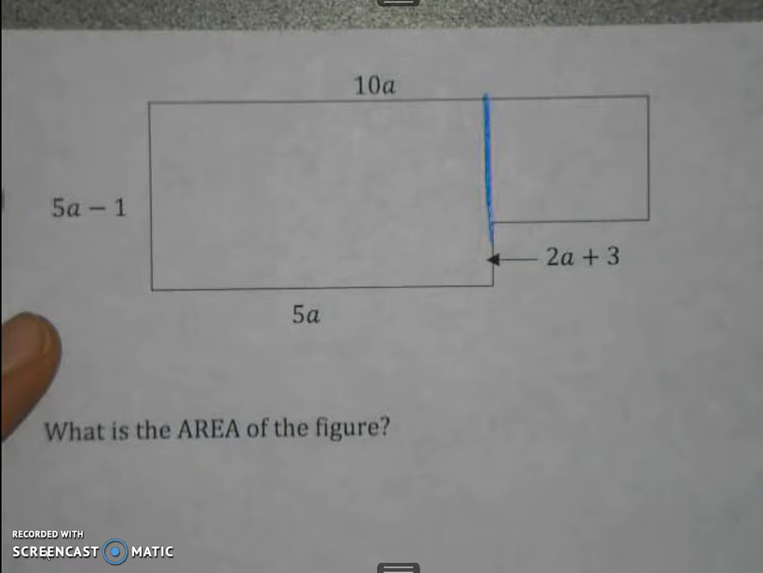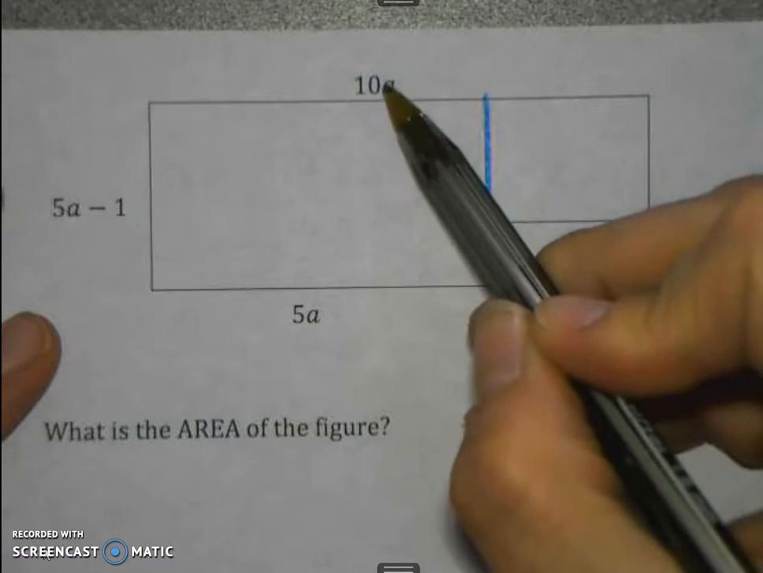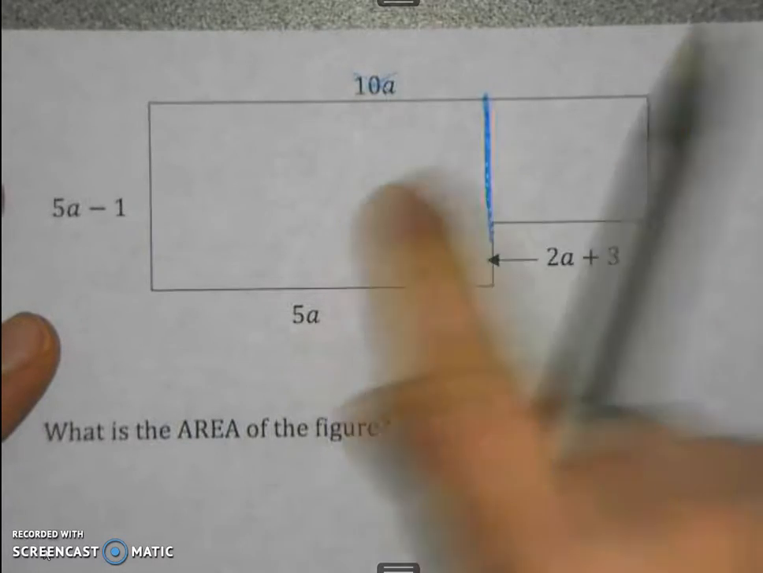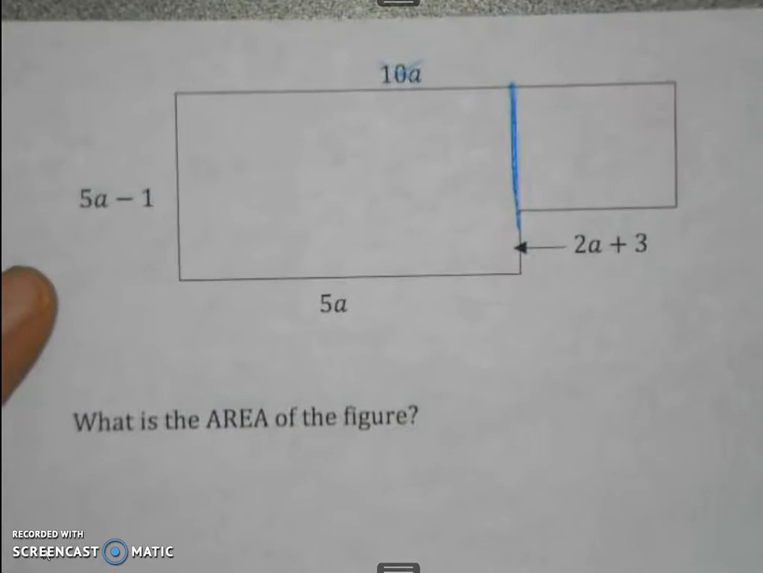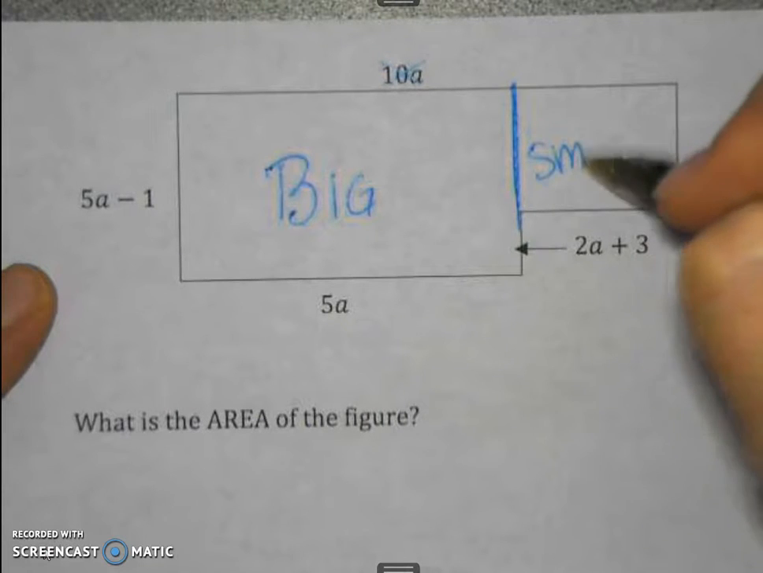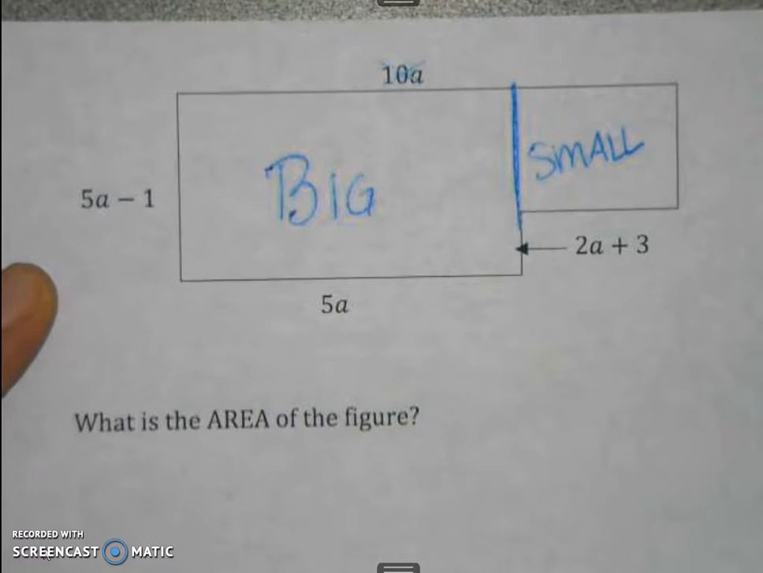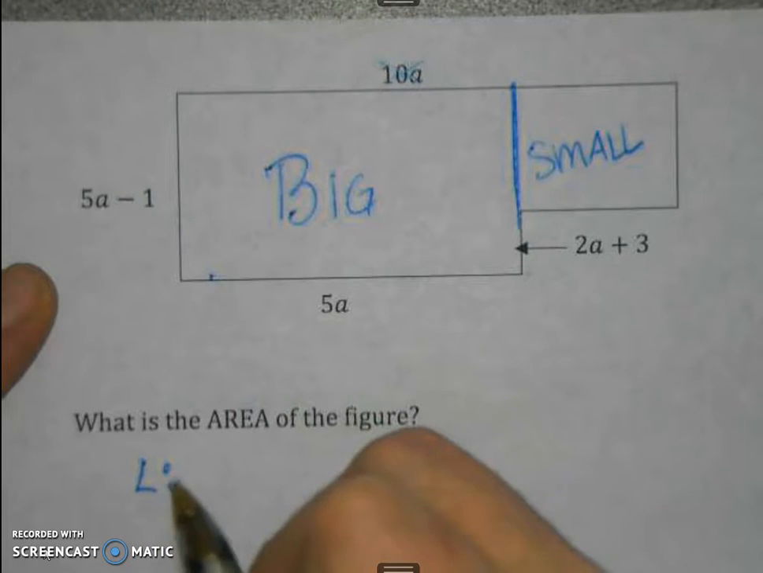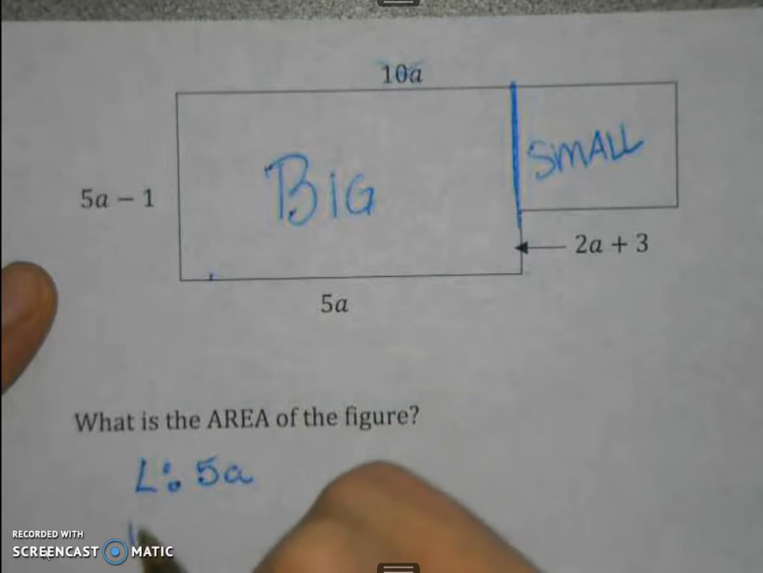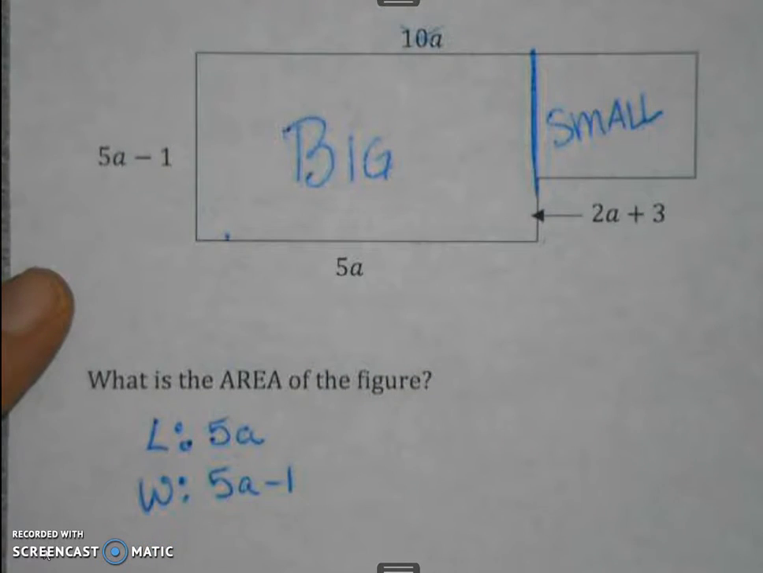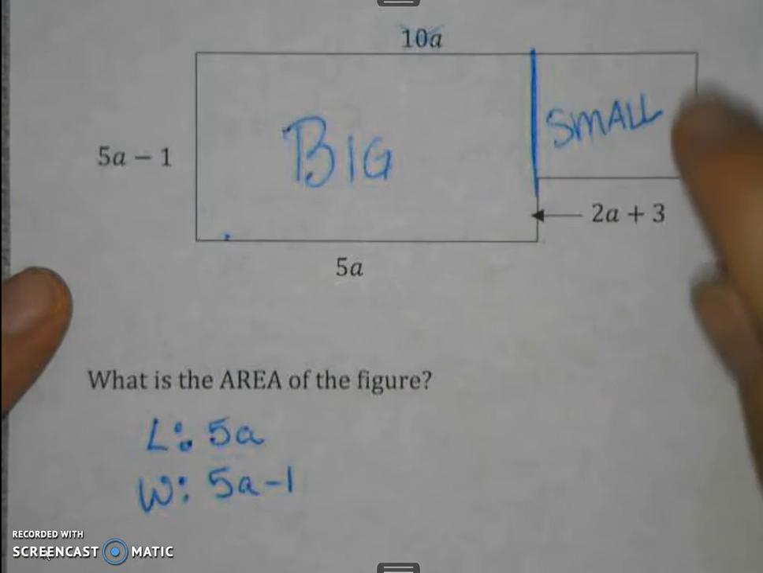And when you move it up and down, you now no longer make this be 10A. So I'm just going to lightly cross it out because it's been cut into two pieces. So we need a length and a width for the big rectangle and a length and the width for the small. So the big one we already have is 5A by 5A minus 1. So length is 5A, width is 5A minus 1. The hard part will be finding this piece for the small.